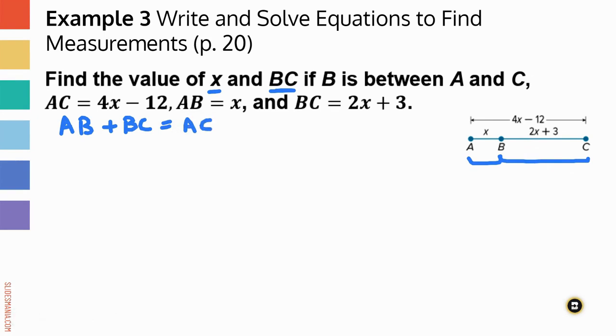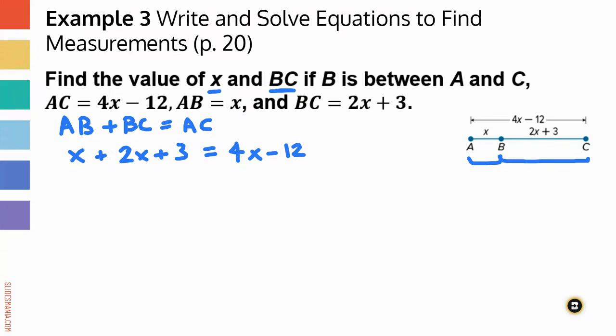And now I'm going to substitute the values that I know. So I know AB is x. I know BC is 2x plus 3. And I know AC is 4x minus 12. Okay, so now we have an equation and we need to solve for x.